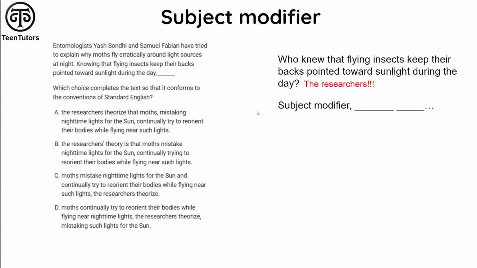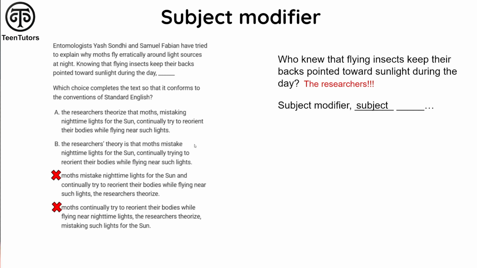And then after that, you need the subject. Okay, so the subject is the answer to the question I just posed. So the subject is the researcher. So any answer choice that doesn't have the researchers right after the comma is wrong. So therefore C is wrong and D is wrong.